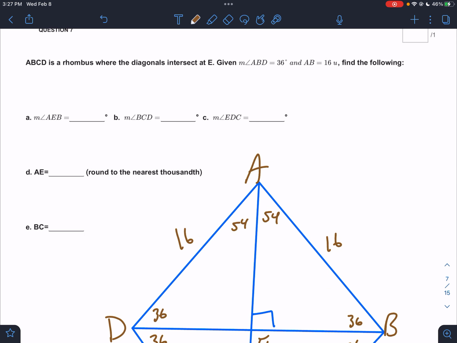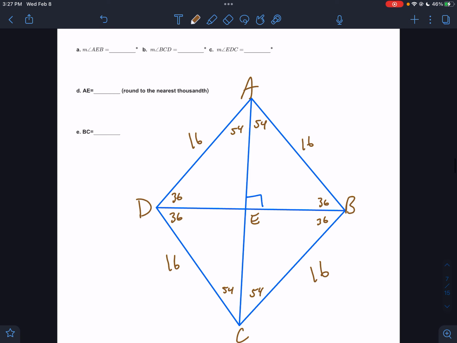Find the following. Angle AEB, 90 degrees, that's perpendicular. Angle BCD, the entire corner BCD would be 108. EDC, 36.